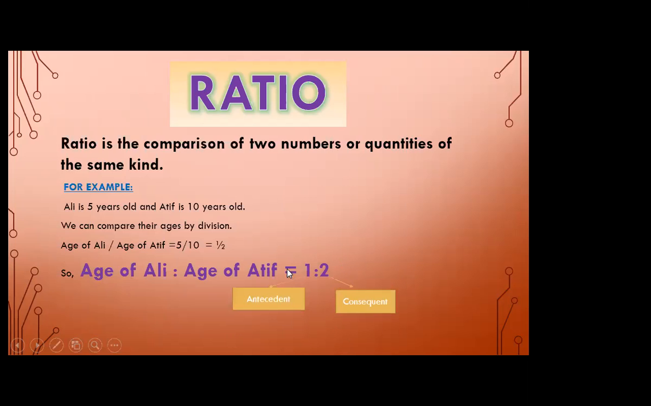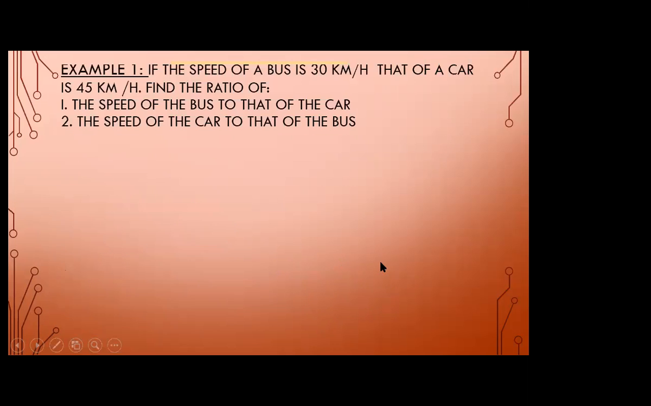Is it clear? Now student, here in this ratio, the first term in the ratio is called antecedent. Please note down this important point. And the second term in the ratio is called consequent. Okay, is it clear? The first term in the ratio is called antecedent. Note down this important point. And the second term is called consequent.